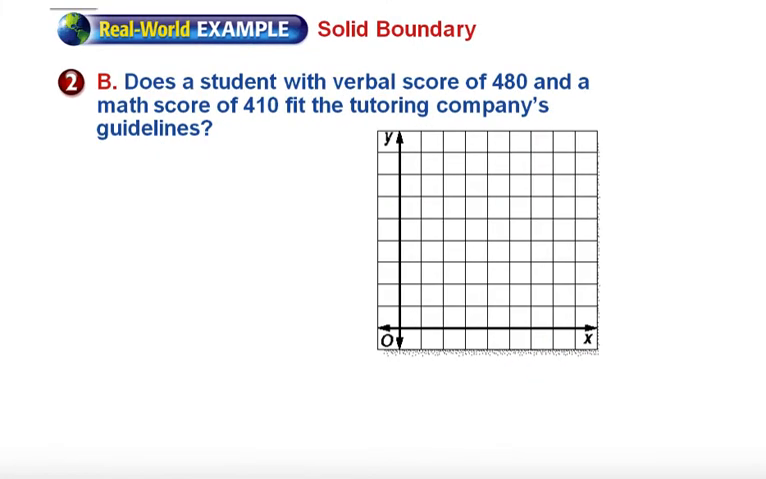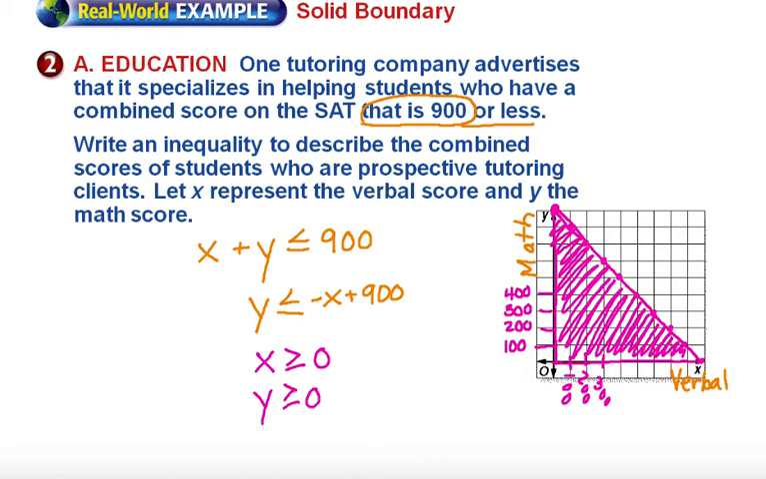Now it's going to ask, does a student with a verbal score of 480 and a math score of 410 fit into the tutoring company's guidelines? So I'm going to go back to that graph, and I'm going to look up 480 for verbal and 410 for math. Now I can do this algebraically, or I can do it using the graph. The graph would show me 1, 2, 3, 4, almost to 5 on the x-axis, and then I need to get to 400 on the y. So it looks like we're just going to be eligible. We're just going to be in that shaded region.